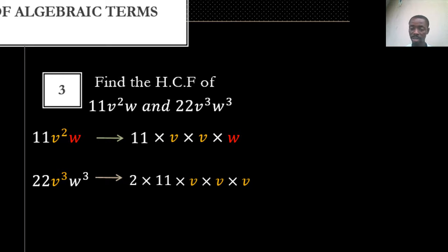Then multiply by, I'm having 3 v's. Because here I'm having 3 on top of v. So it's going to be expressed as v by v by v. And this is w. So I'll be having 3w. I'm having them here in red.